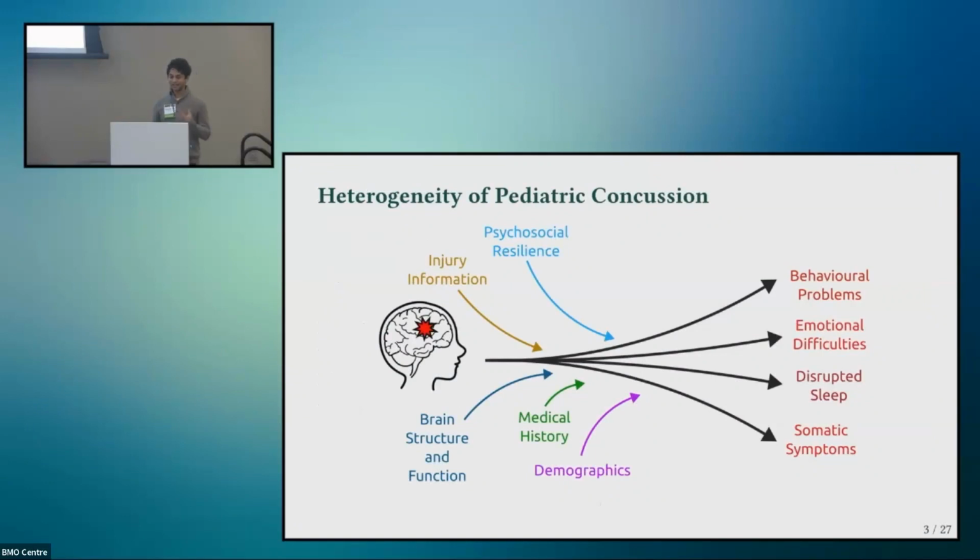And part of this might be because of how immensely heterogeneous pediatric concussion is. We know that injury details, such as how the child got their concussion or what sorts of acute symptoms they experienced immediately after their concussion, can really associate with what sorts of outcomes they might experience. But we've also seen more and more that all sorts of other biopsychosocial factors, such as psychosocial resilience attributes, brain structure and function, medical history, and the child's demographics can also have this complex interplay and shape what sorts of outcomes a kid will develop.